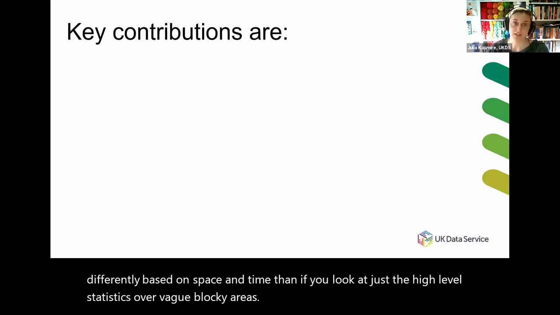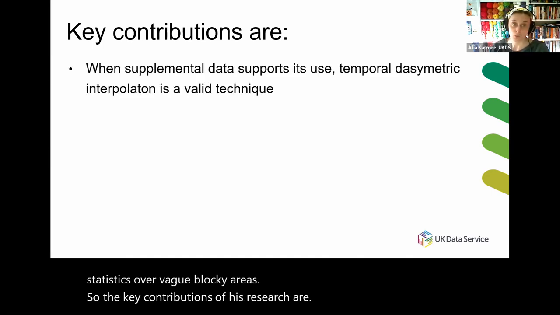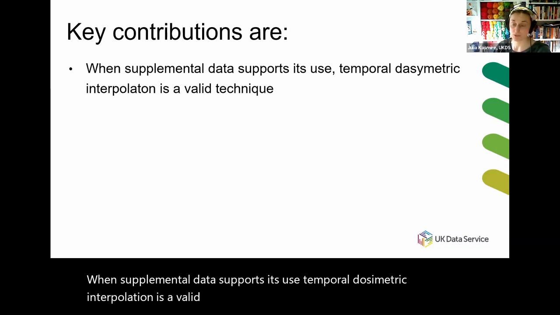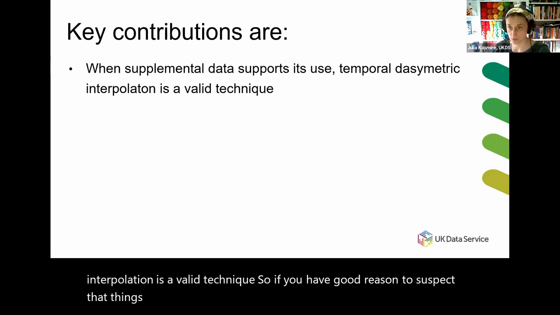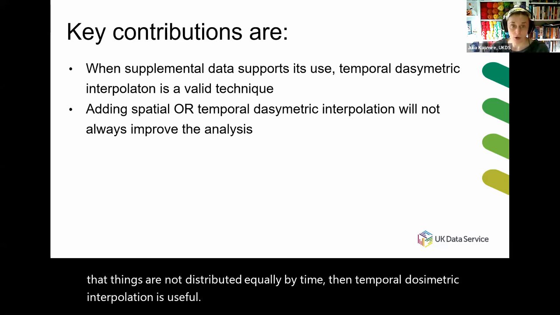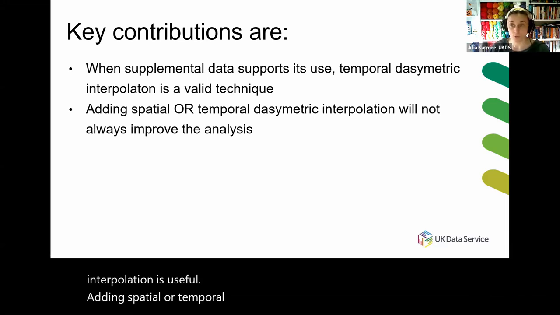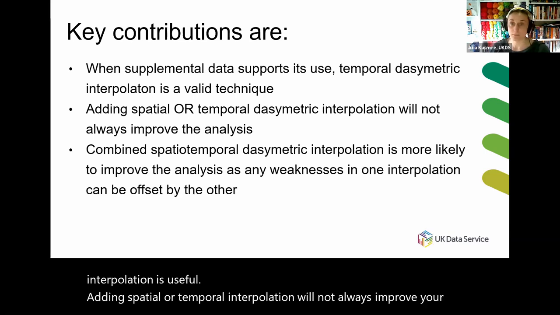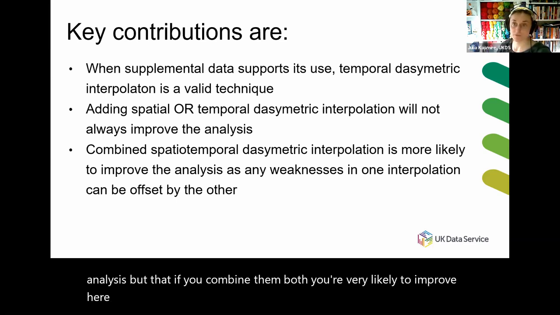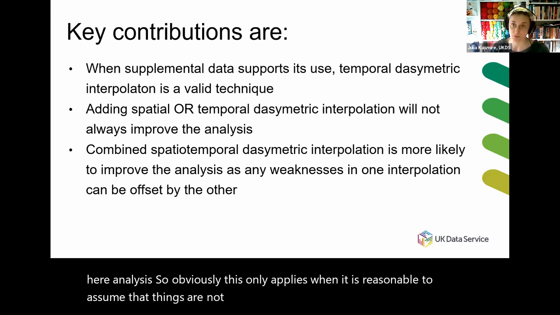So the key contributions of his research are that when supplemental data supports its use, temporal dasymmetric interpolation is a valid technique. So if you have good reason to suspect that things are not distributed equally by time, then temporal dasymmetric interpolation is useful. Adding spatial or temporal interpolation will not always improve your analysis, but if you combine them both, you're very likely to improve your analysis. So obviously this only applies when it is reasonable to assume that things are not evenly distributed according to either space, time, or both.